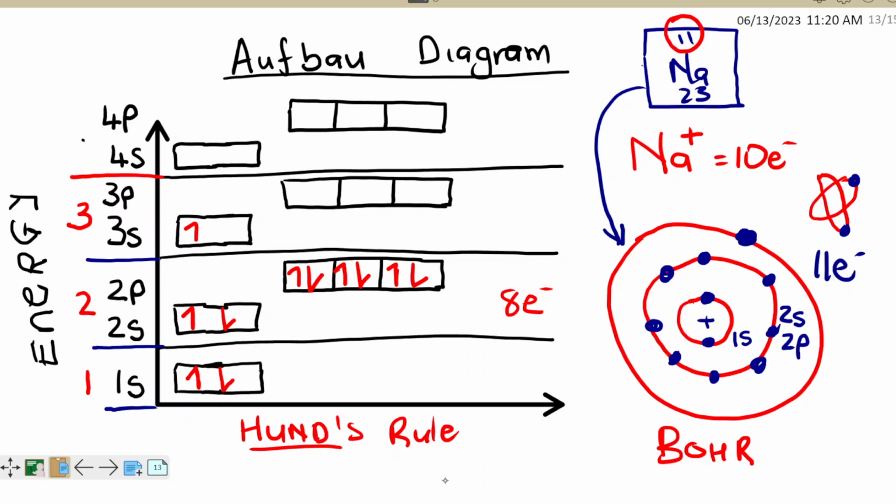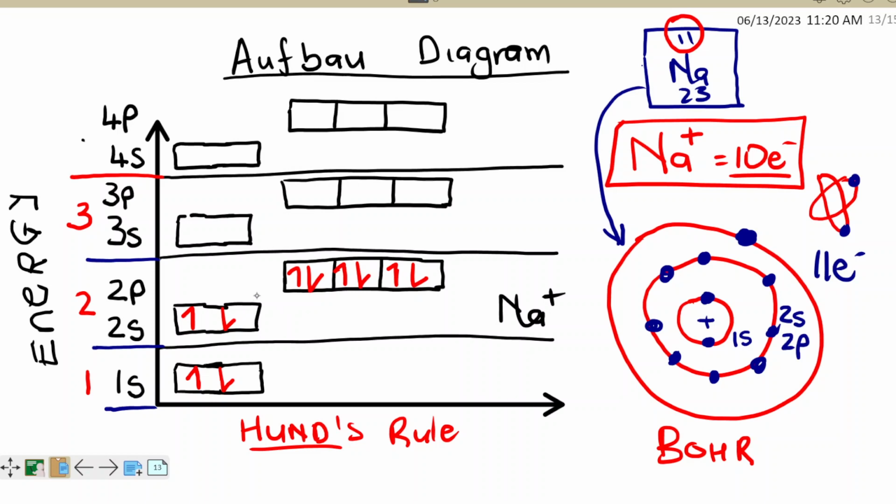But they said in our question, we need to draw the ion of sodium. So how many electrons does the ion have? It has 10 electrons. That means you just have to take this one out. So we take that one out. Now we remain with 1s, 2s, 2p: 2, 4, 6, 8, 10. It's going to give us 10 electrons. So this will be the Aufbau diagram of the sodium ion. It will be like this.